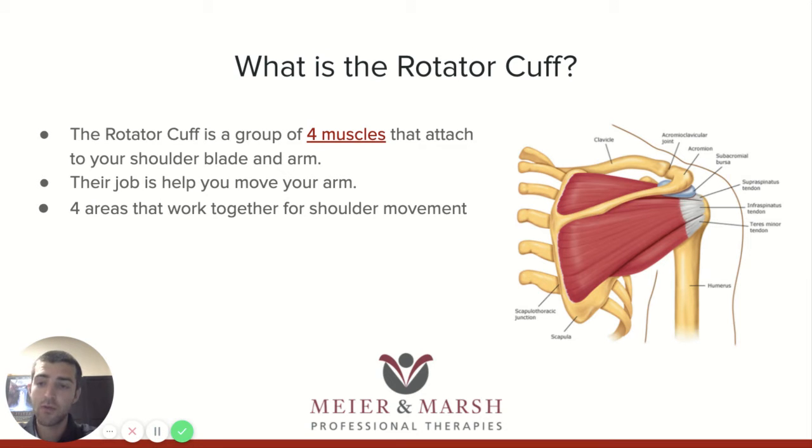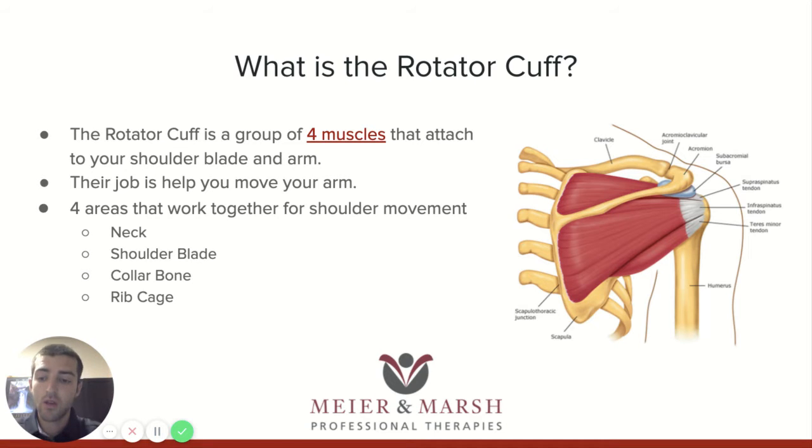On top of that, there's four other areas that work together to create the shoulder movement that you see. So the first area is the neck. The second area is the shoulder blade. The third area is the collarbone, and the fourth area is the rib cage. So all of these areas in the body have to be working properly and have enough motion for your arm to move all the way overhead and behind your back, like I said.